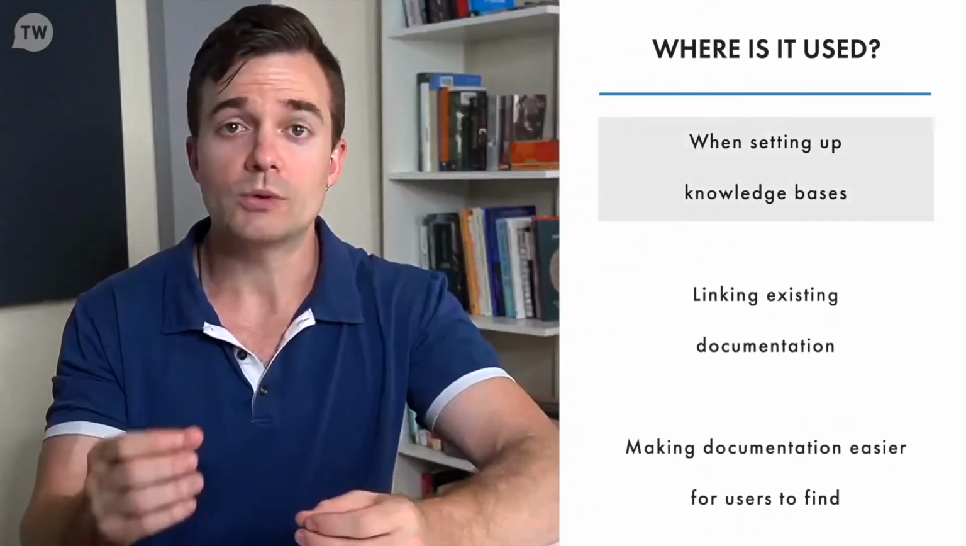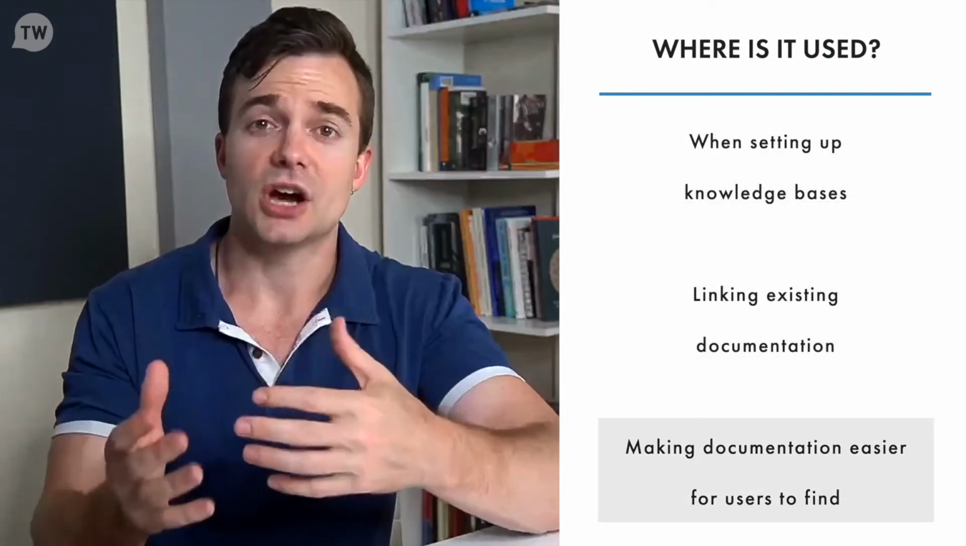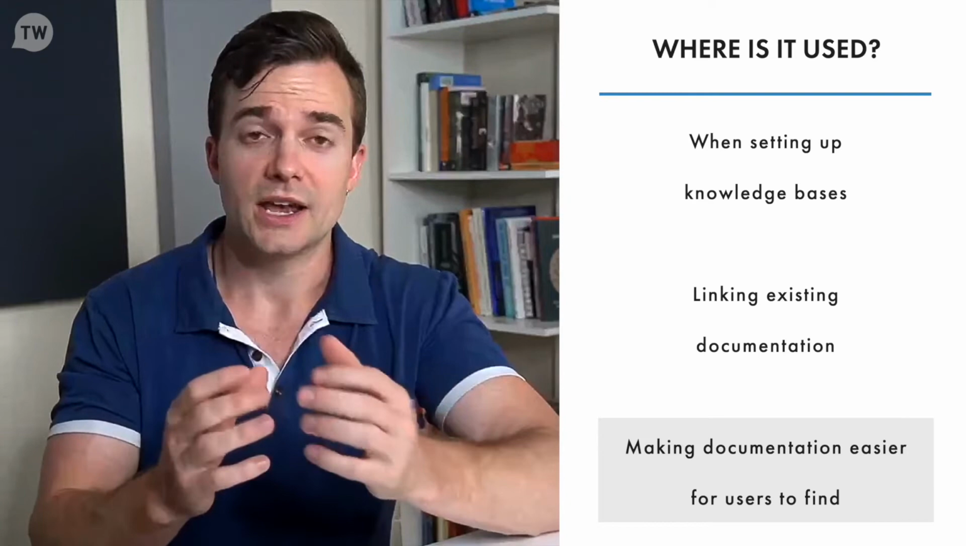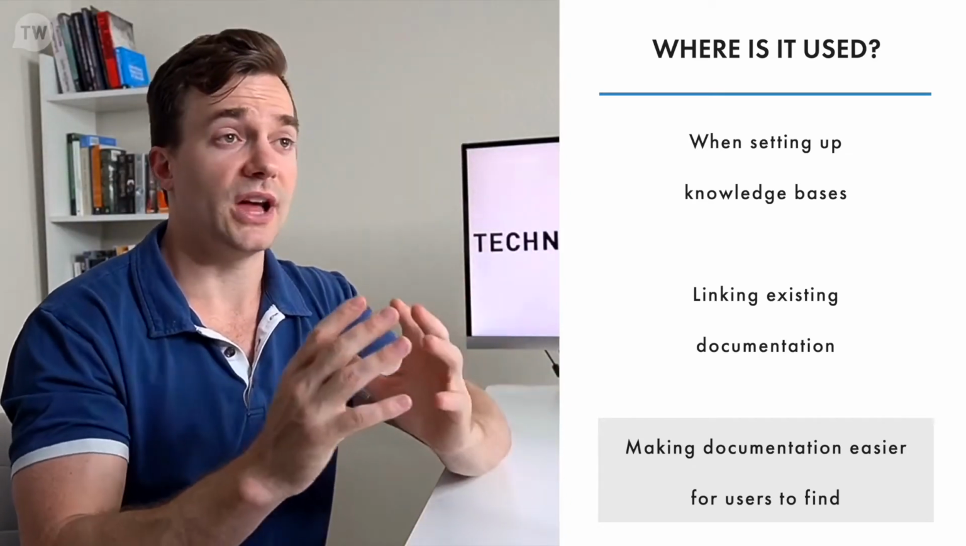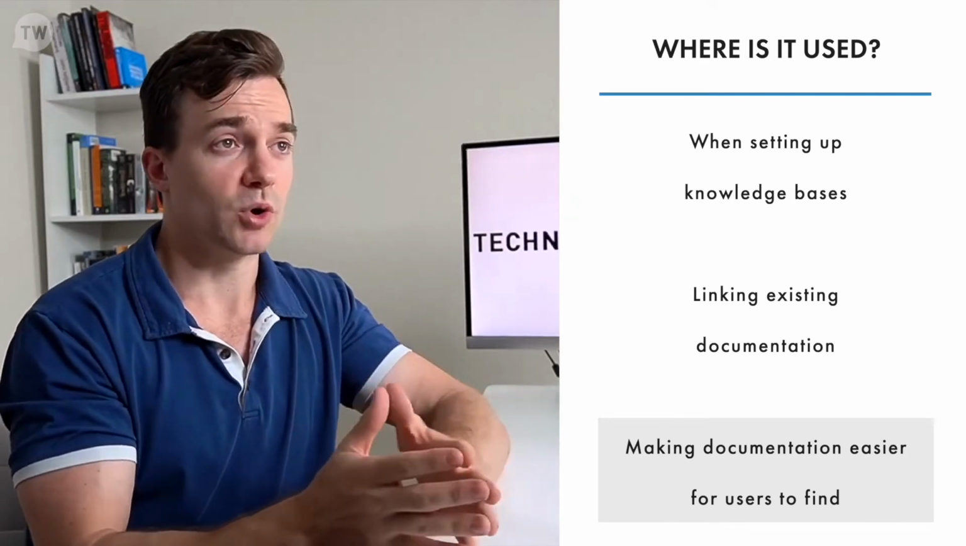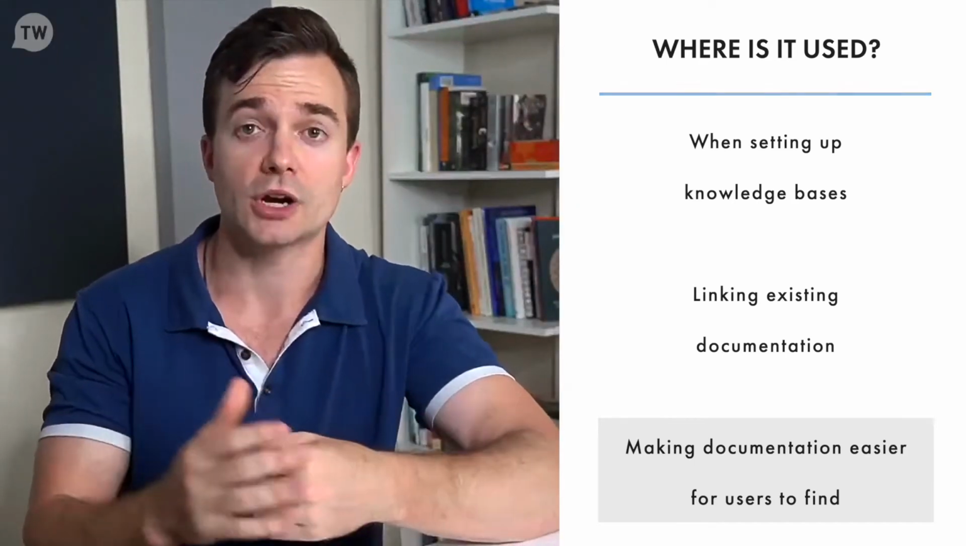So where do technical writers use information architecture? Well, when setting up knowledge bases, linking existing documentation, making documentation easier for users to find, and across listing products, across content, whether that's blog content, and much, much more. It's important that you have a good grasp on this, because if you don't understand information architecture, you can have the best content and documentation, but your users may never find it.